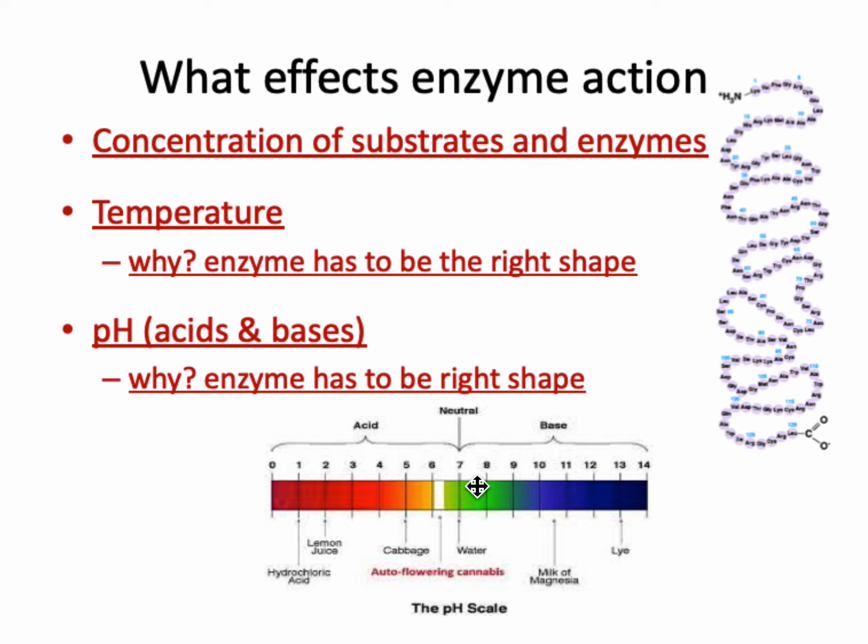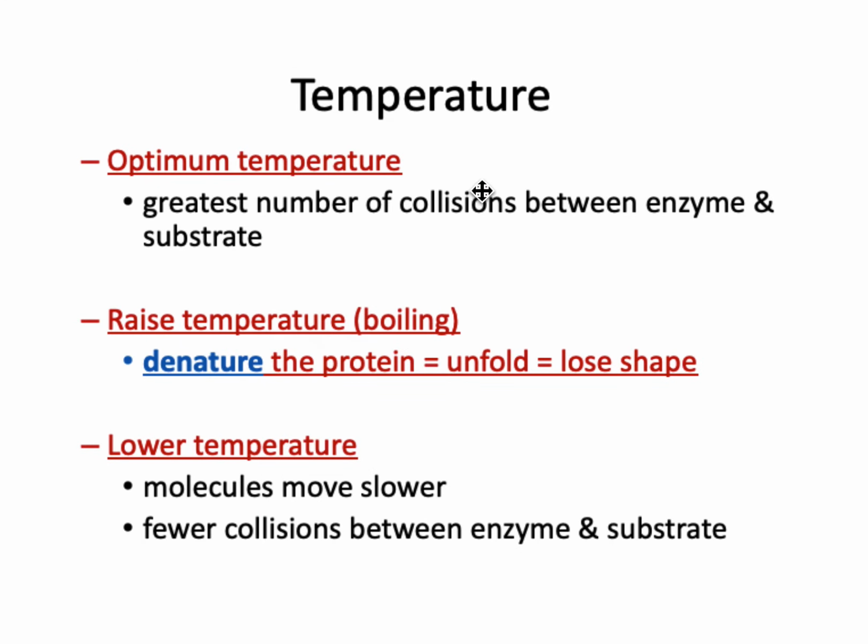Your body is right about in here, about 7.35 or so. And if it gets much lower than that, that's really bad. If it gets much higher than that, it's really bad. And that's because your proteins are going to denature. They're going to unravel. So let's look at temperature a little bit more closely.